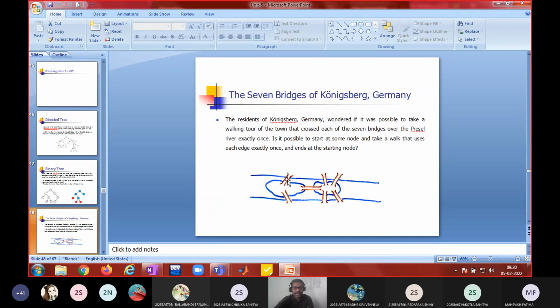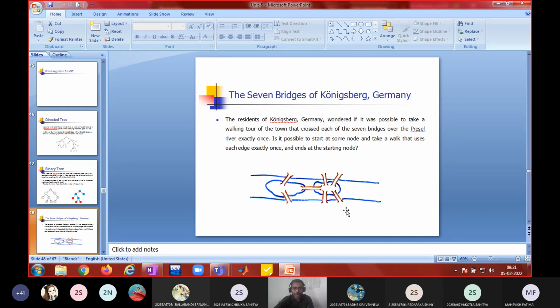So if you are starting like this, go like this and go like this. If you go like this, then if you want to cover these bridges, you have to cross one of the bridges again. So repetition is not allowed. Or you go like this, like this, like this. Okay, but I want to reach this point. If I want to reach this point, again I have to cross a bridge one more time. That means edge repetition is there.